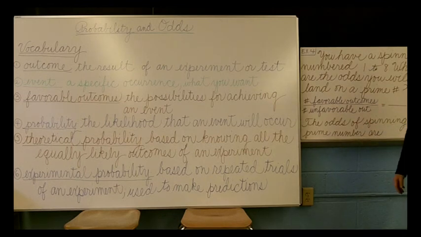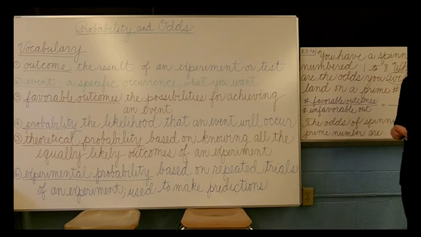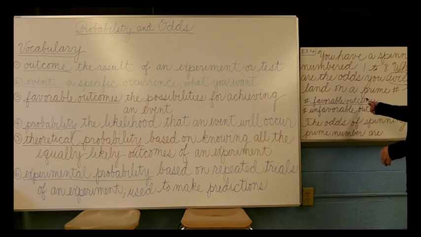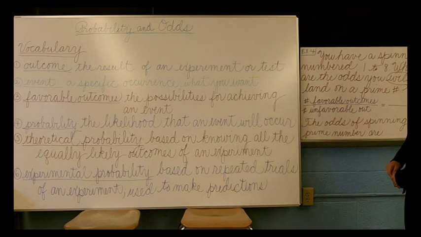Now to our last example. You have a spinner numbered 1 to 8. What are the odds that you will land on a prime number? Now we want to know the odds that we will land on a prime number, so we are looking at our favorable outcomes versus our unfavorable outcomes.